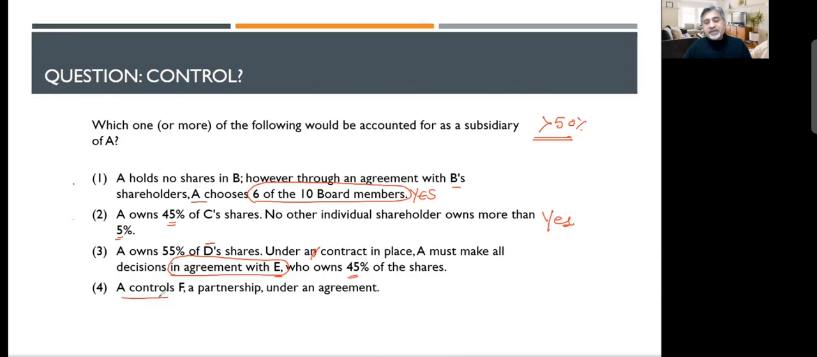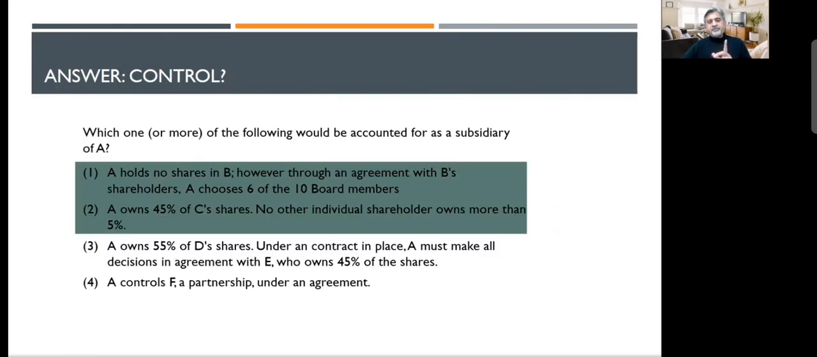Number 4, A controls F, a partnership, under an agreement. It's a partnership thing. We are not talking about partnerships here. This also is gone. So if I see the answers to this, it should be A and B, I suppose. Yeah, A and B. Number 1 and number 2. I mean, in situation number 1 and point 2, you've got control. Partnership is beyond the scope of what we are talking about.